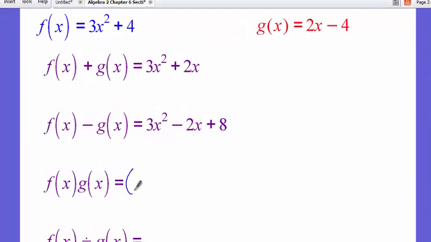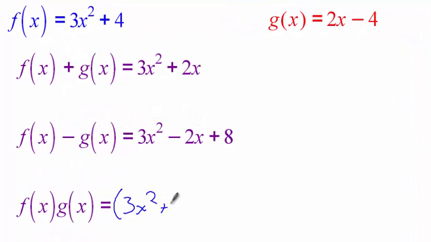So we're going to take our f, and we're going to multiply it with g. So f of x is 3x squared plus 4, so that's this piece. And you just put it into parentheses, times g of x, which is 2x minus 4, so that goes into its own set of parentheses. And now we get rid of parentheses.